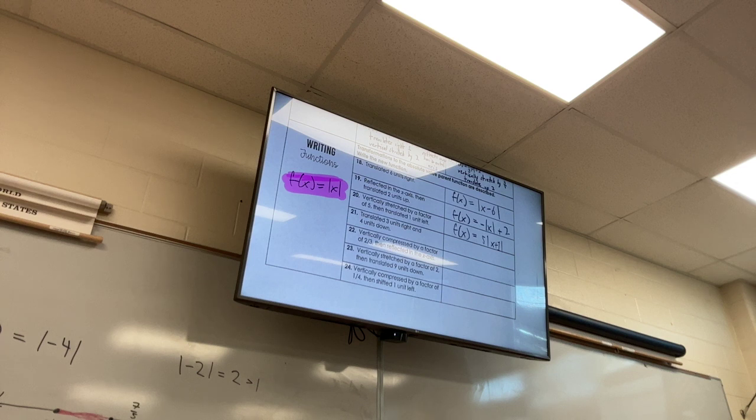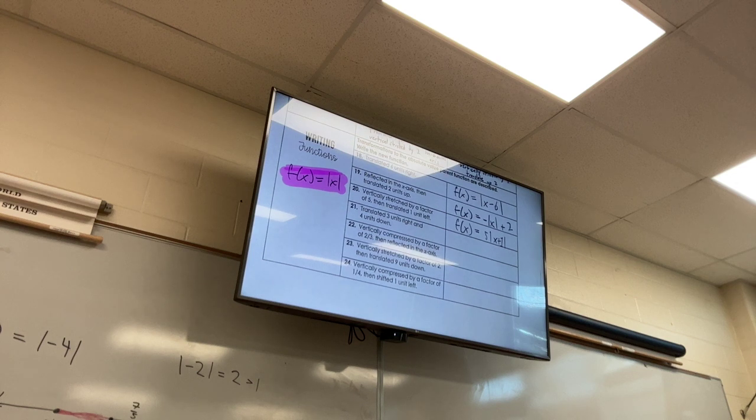Number 21. There's 2 translations here. What are they? So 3 units right and 4 units down. So where do I put the 3 units right? Inside. So -3 inside the absolute value bars. The 4 units down? Outside. It's going to be a -4 outside the absolute value bar.